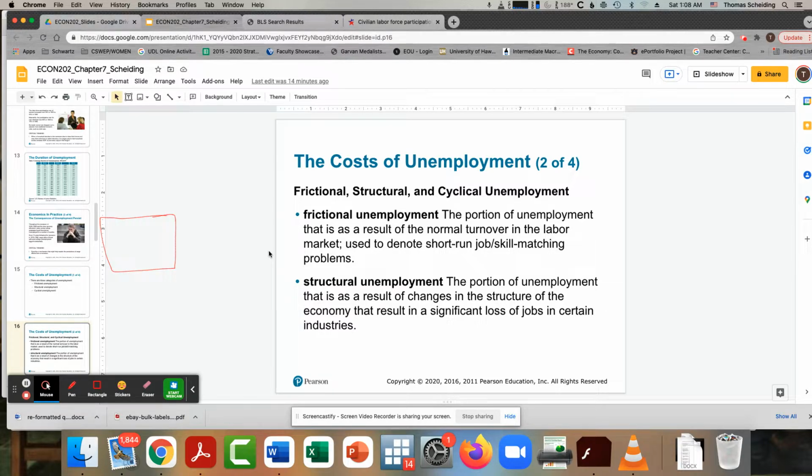Structural unemployment, however, is a bit more concerning. And the reason why it's more concerning is because it highlights the fact that your skill set is no longer valued. So it's going to take a lot of time for you to retrain to have a new kind of job. So structural unemployment would mean that the government's going to need to provide a lot of retraining and you're going to be unemployed for a long period of time.